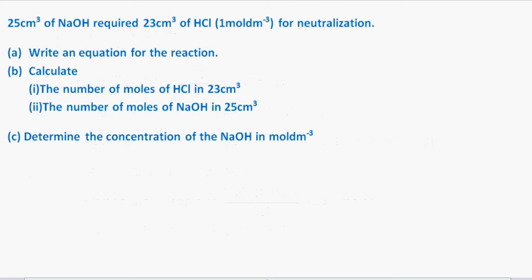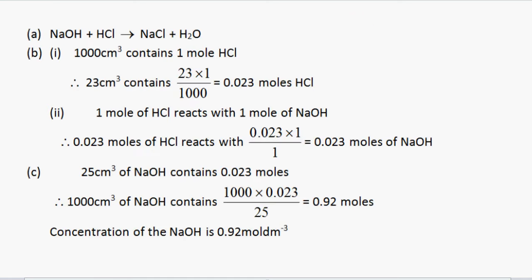So part B, the first part asks to calculate the number of moles of hydrochloric acid in 23 cm cube. So 1000 cm cube contains 1 mole of hydrochloric acid. Therefore, 23 multiplied by 1 divided by 1000, and that gives us 0.023 moles of hydrochloric acid.